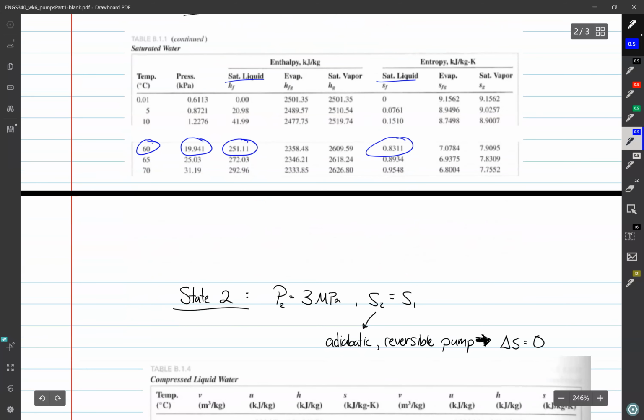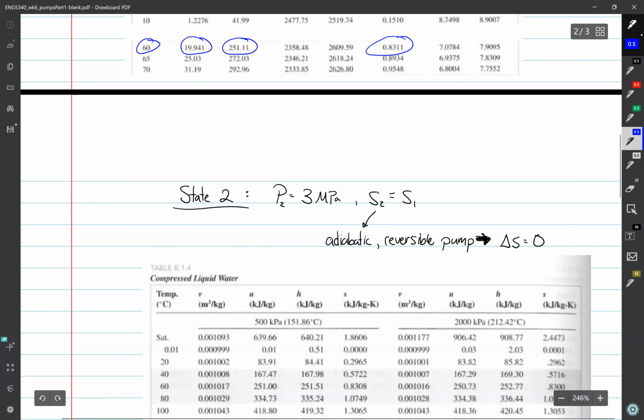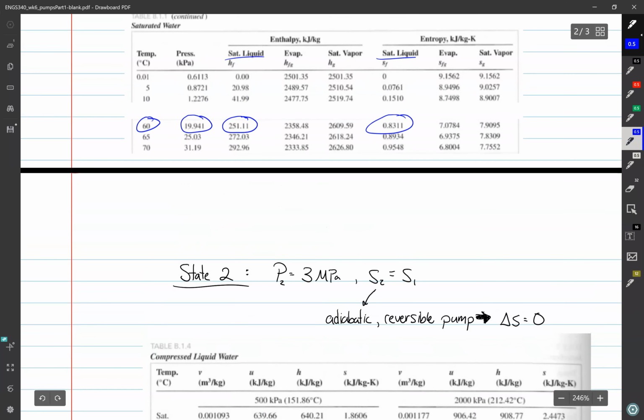Okay. For state 2, we have one piece of information, which is the pressure. Our second piece of information is something about the process. It's an ideal pump, adiabatic and reversible, so that means that delta S equals 0. So this is our second piece of information. We actually know the entropy, 0.8311 kilojoules per kilogram Kelvin. That second piece of information is from the process because we know that this is an ideal pump.